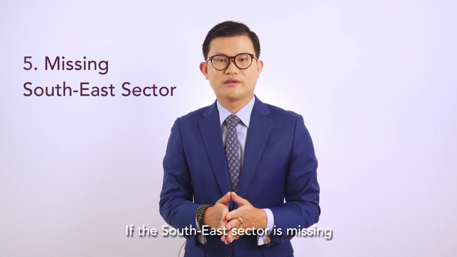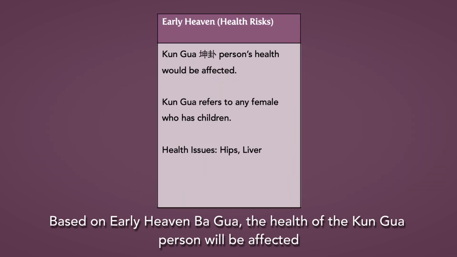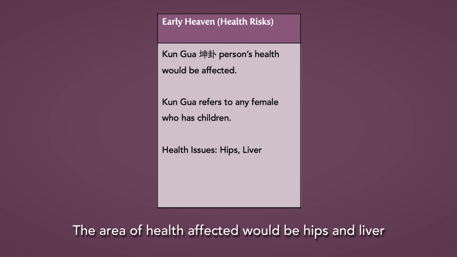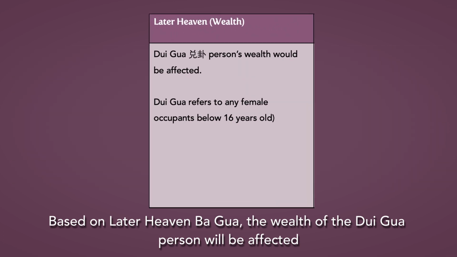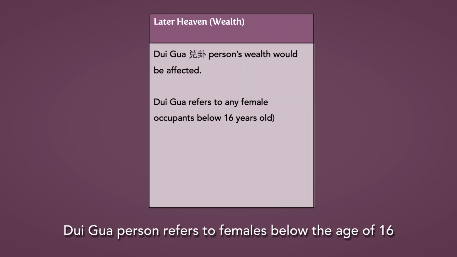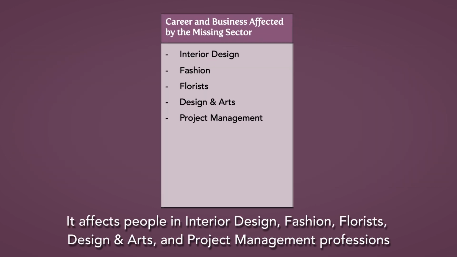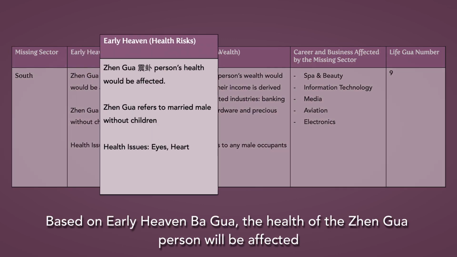If the southeast sector is missing, based on Early Heaven Ba Gua, the health of the Kun Gua person will be affected. Kun Gua person refers to women with kids. The area of health affected would be hips and liver. Based on the Later Heaven Ba Gua, the wealth of the Tui Gua person will be affected. And Tui Gua person refers to female below the age of 16. From career and business perspective, it affects people in the interior design, fashion, florist, design and art, and project management profession.